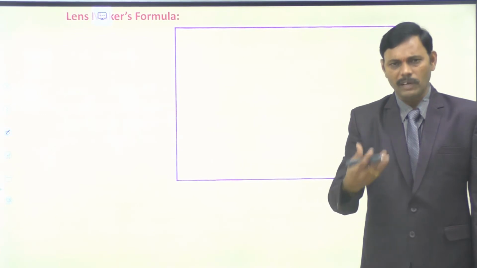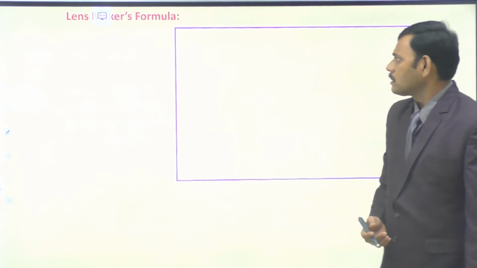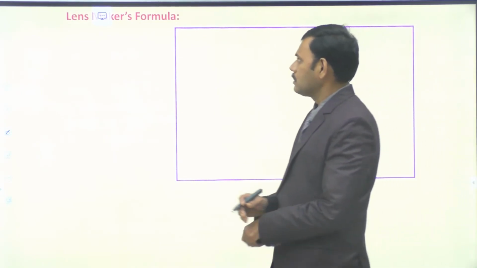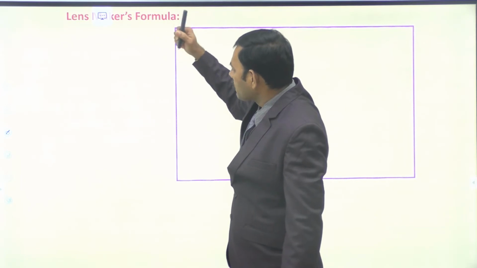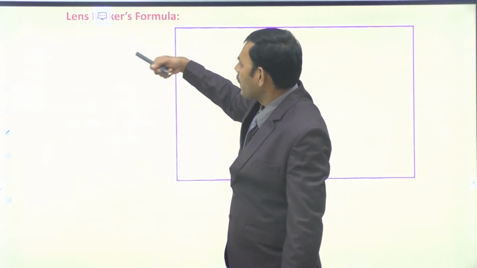We need the use of lenses in so many cases in our daily life, and that lens should be prepared with the proper focal length. So to prepare a particular lens of the required focal length, how do we find that lens?